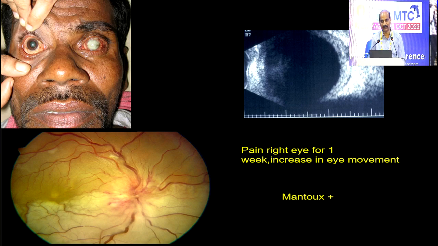Yeah, this is actually a serous retinal detachment. There is serous retinal detachment in posterior scleritis. Yeah, in diffuse posterior scleritis, there is a chance of serous detachment. You have seen? Diffuse posterior scleritis with serous detachments.